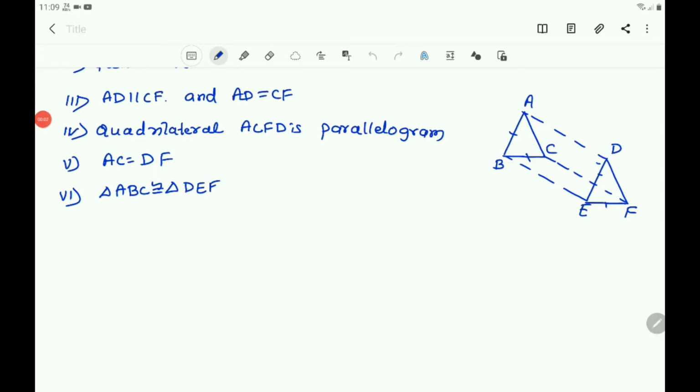Third one, what we have to prove? AD parallel to CF and AD equals CF. And fourth one, also we have to prove that quadrilateral ACFD is a parallelogram. And next we have to prove that AC equals DF. And sixth one, triangle ABC is congruent to triangle DEF. So let us start to prove one by one.